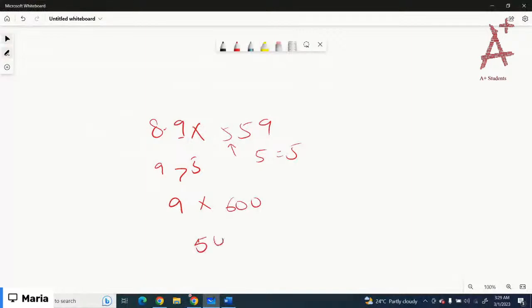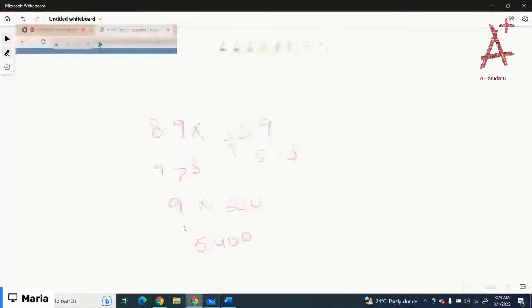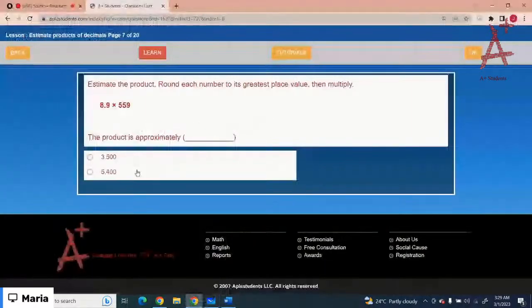And 9 times 6 makes 54. So the estimated product is 5400. Got it? So the correct one is 5400. Just select the correct one, click on the OK button.